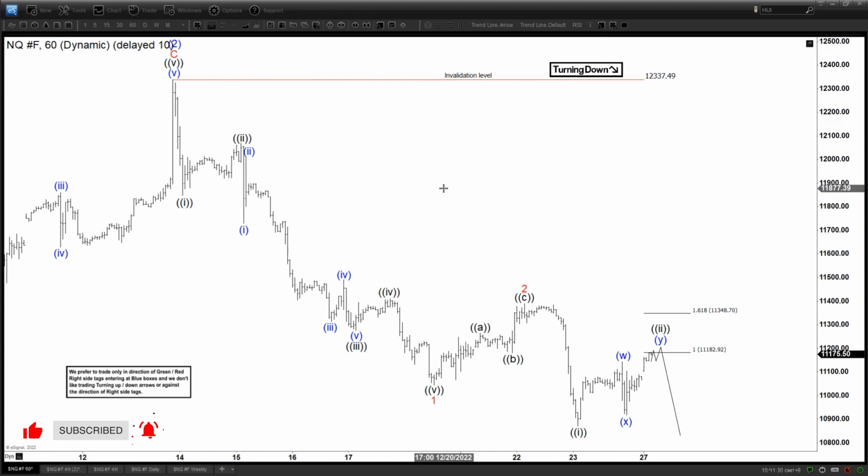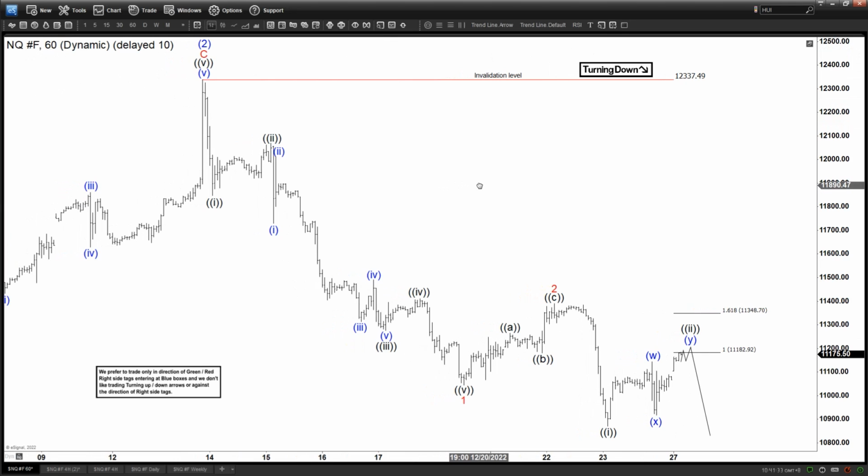This is a 60 minutes time frame, and we can see right here it ended with 2 in the intermediate degree at 12,337. From there it has continued to go lower within the wave 3. And within the wave 3, it subdivides into another 5 waves. So we have this wave 1, wave 2 right here, right? So now we are looking for wave 3 lower, right? So the key level at this point is not this one. The key level is actually this one, right?